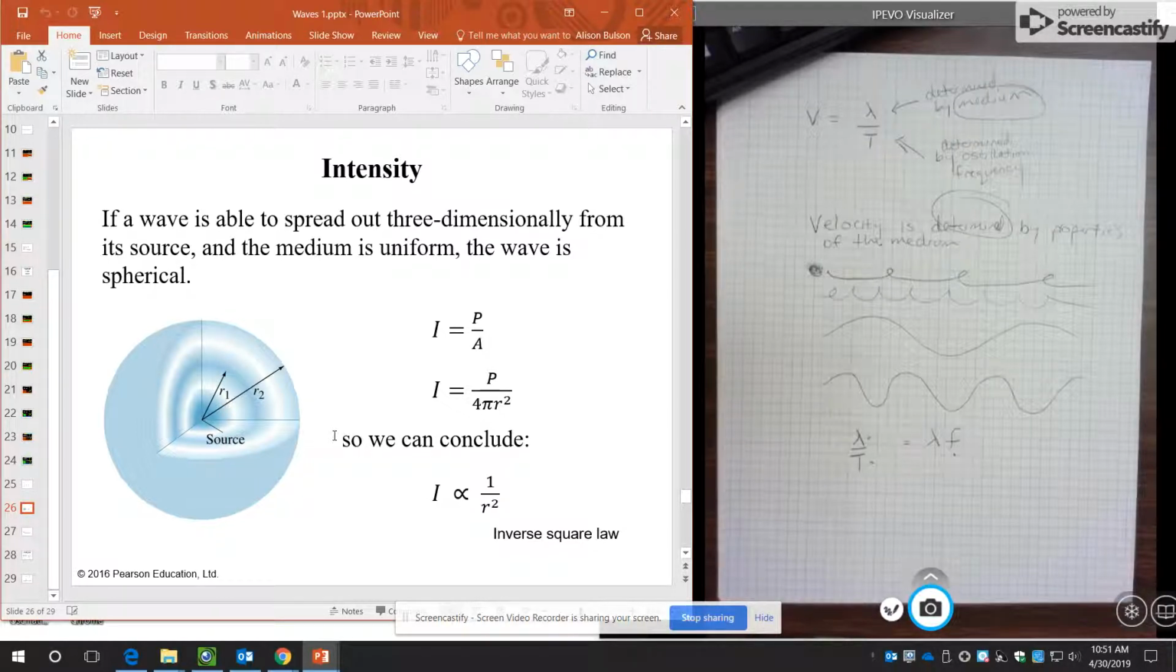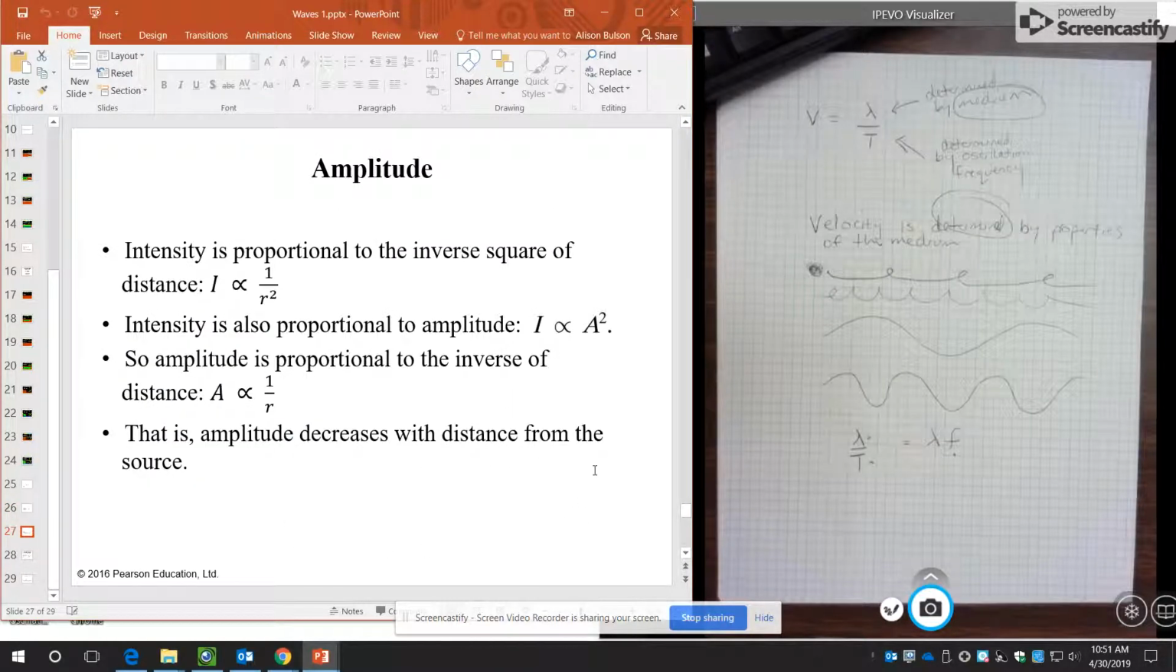What is it that's decreasing? Well, it's the power per area. As that sound energy has to spread out over more and more space, energy is conserved and something has to give. And so its intensity decreases as 1 over r squared in a 3-dimensional setting. So intensity is proportional to the inverse square of distance. It's also proportional to amplitude squared. And so finally, we can conclude then that idea that the sound gets dimmer and dimmer as I get further away. The amplitude must be proportional then to the inverse of radius.